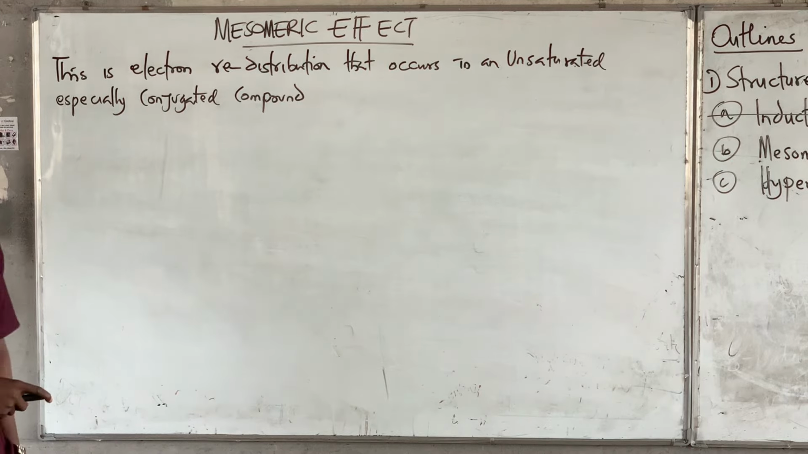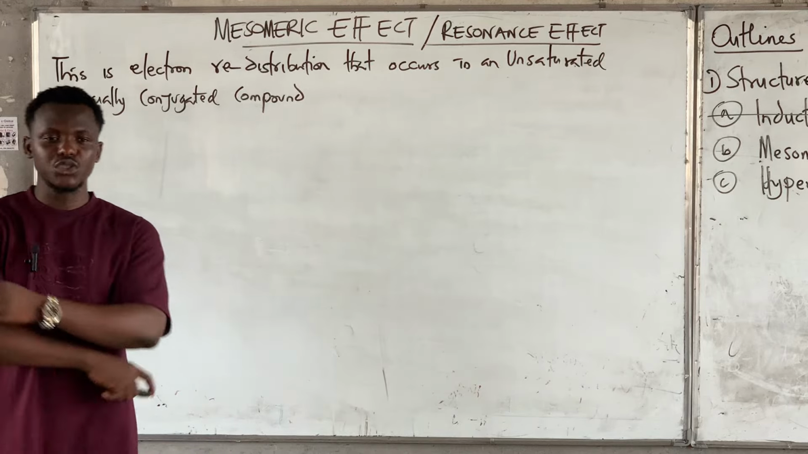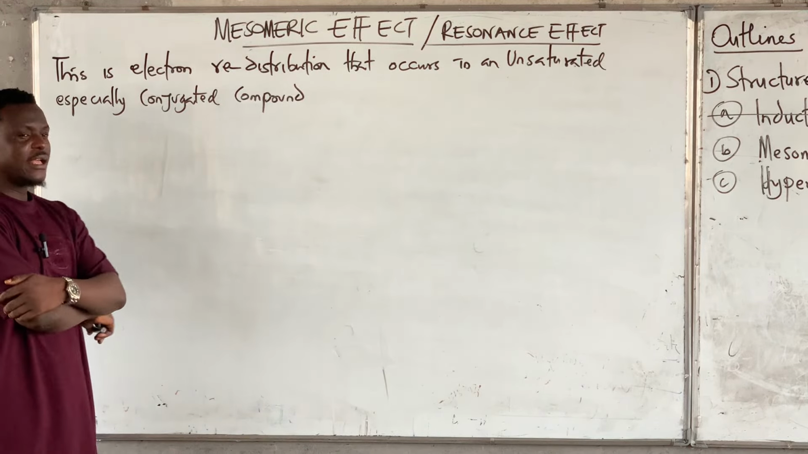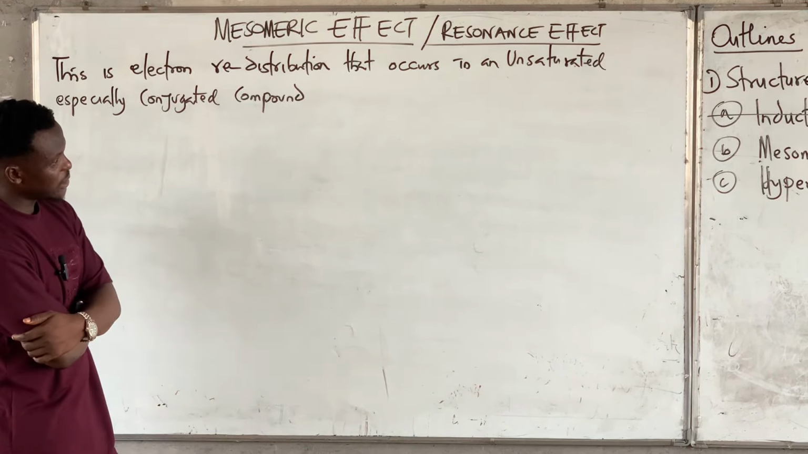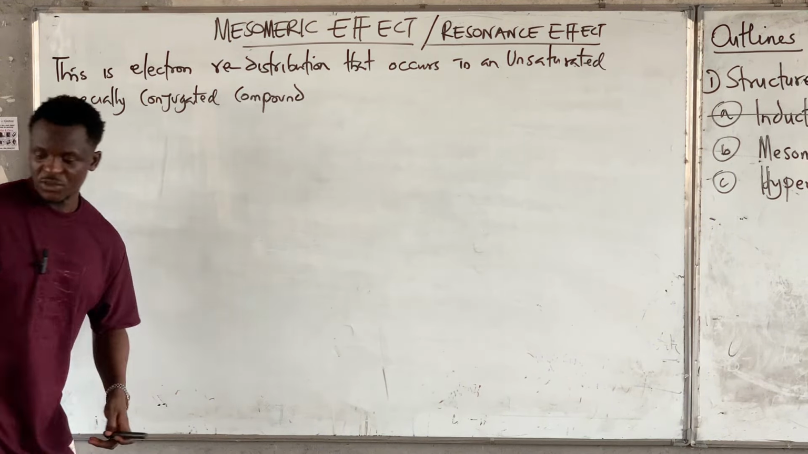Mesomeric effect, which is also known as resonance effect, is electron redistribution that occurs in an unsaturated, especially conjugated system.